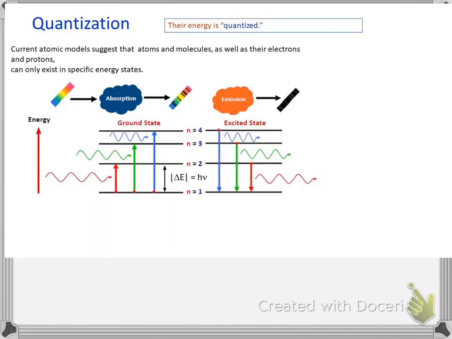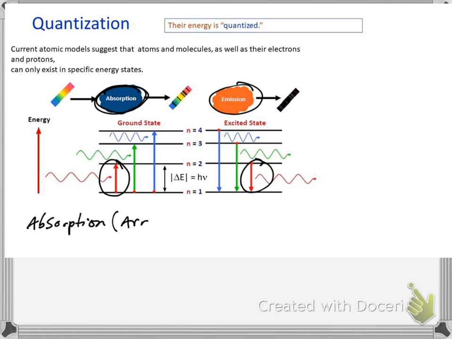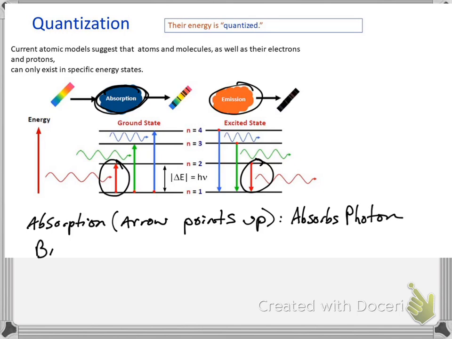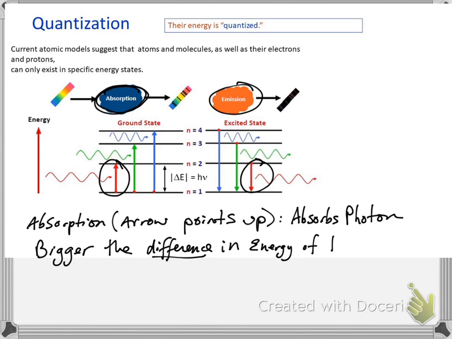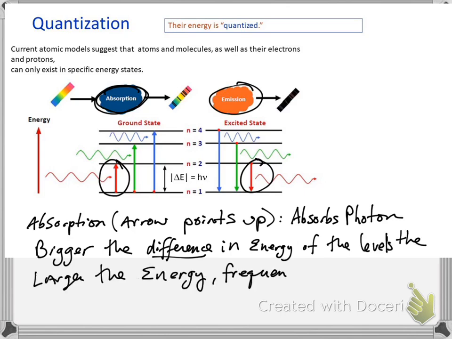So we worked with this graph, or this image, in explaining absorption and emission. Keep in mind, absorption is shown as arrows pointing up. Emission is shown as arrows pointing down. So absorption, arrows are pointing up. That's because it absorbed a photon. The bigger the energy gap, right? So the bigger the difference in energy levels, the higher the energy of the photon. So that's really important to keep in mind. It's also the higher the frequency and lower the wavelength.